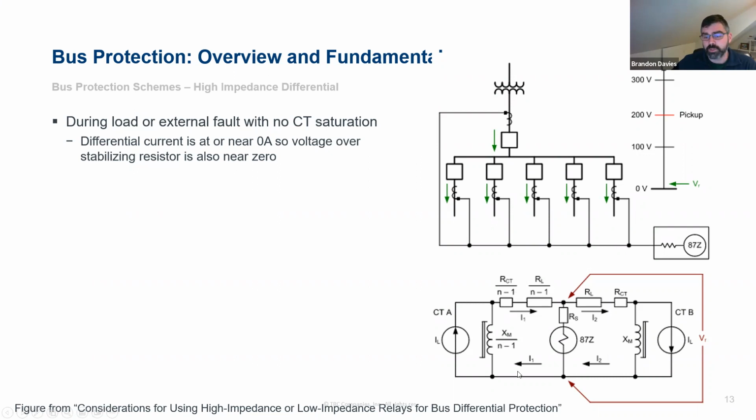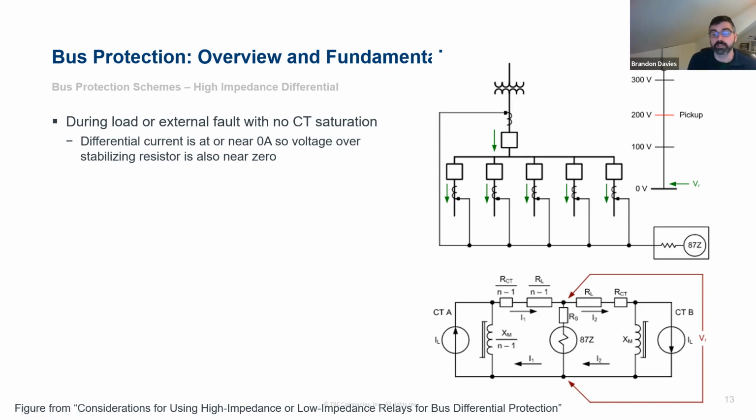The figure on the bottom here, if we look from this RCT to the left, is a rough approximation of the equivalent circuit for a current transformer. That's how we'd model it. RCT is the CT's internal winding resistance, and this XM path here is the magnetizing impedance of the CT. You can see it's roughly drawn here as a nonlinear impedance, and that's where that accuracy comes from.